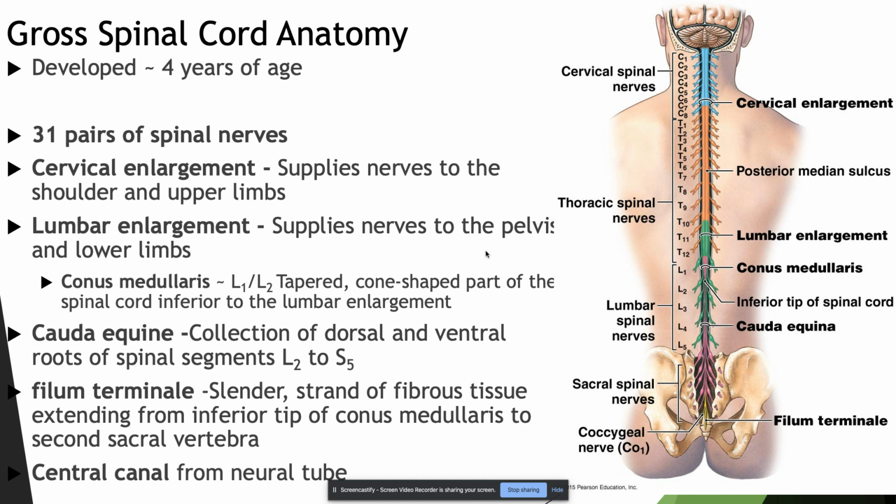So the cervical enlargement supplies nerves to the shoulder and the upper limbs. The lumbar enlargement provides innervation to the structures of the pelvis and the lower limbs. The conus medullaris is the tapered conical portion of the spinal cord that's inferior to the lumbar enlargement.